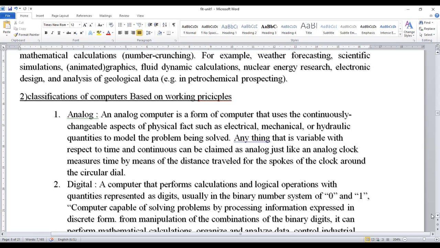An analog clock measures time by means of the distance traveled by the spokes of the clock around the circular dial. So around the circular dial, what are the different types of spokes that are there? All these things can be considered analog computers.